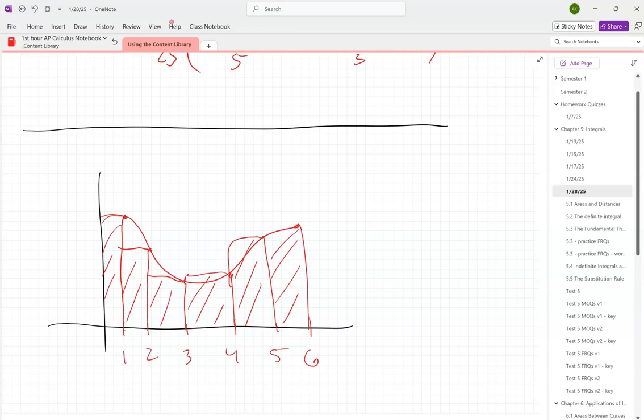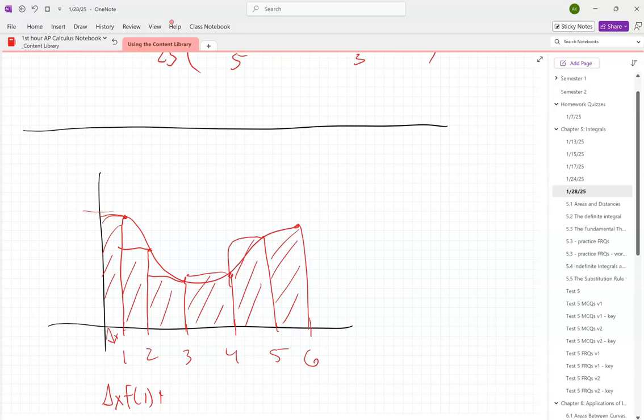So you're using the right height. You'd read the value from the graph and then just have whatever this delta x is times f of 1. And then you do the same thing. Just add them all up. Should be really easy, right?